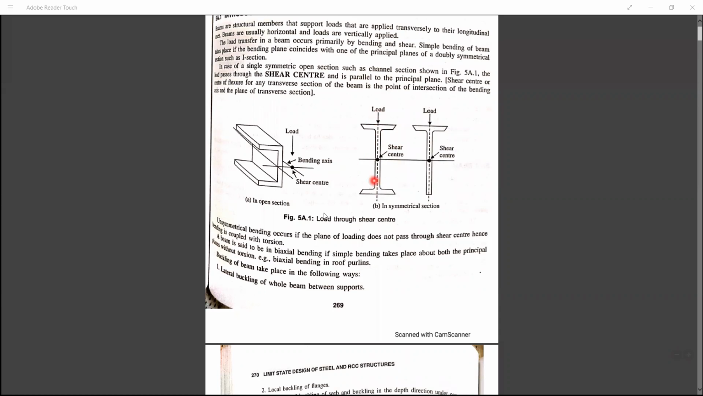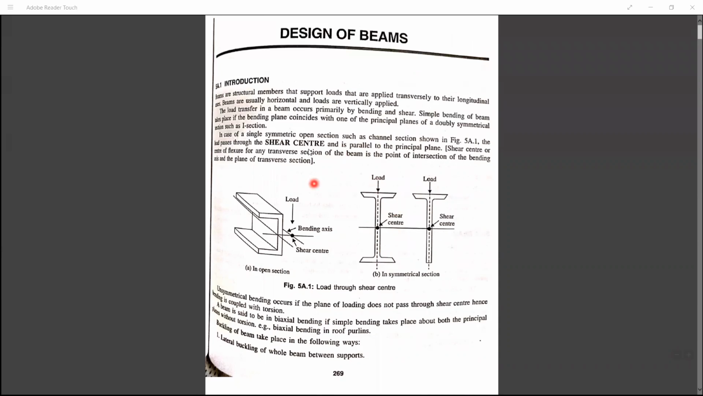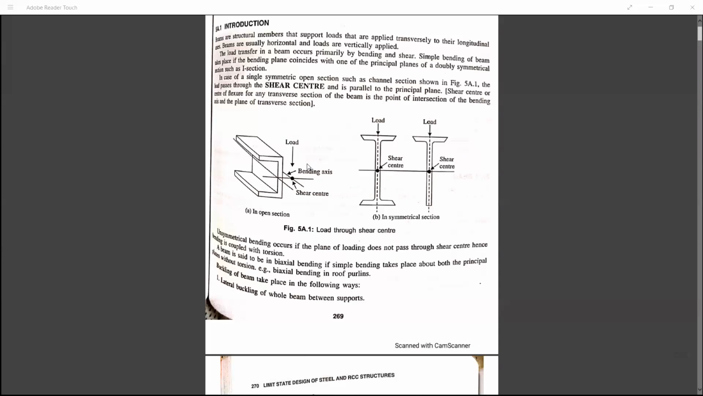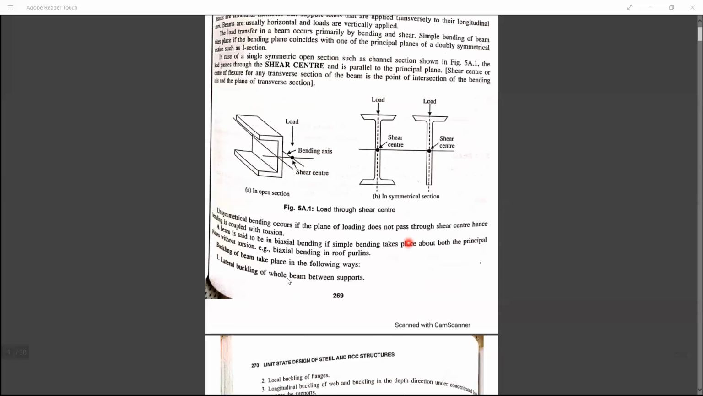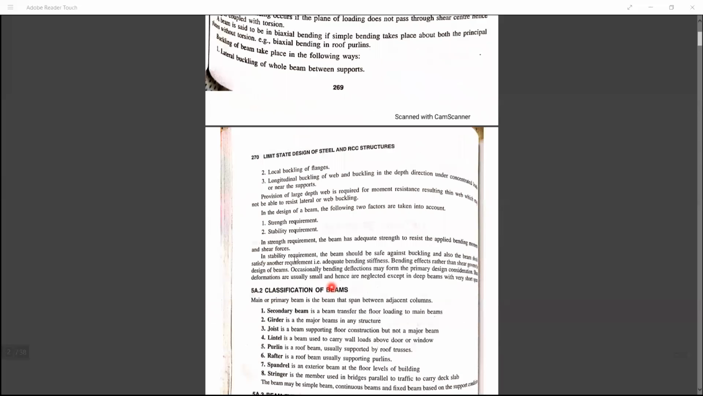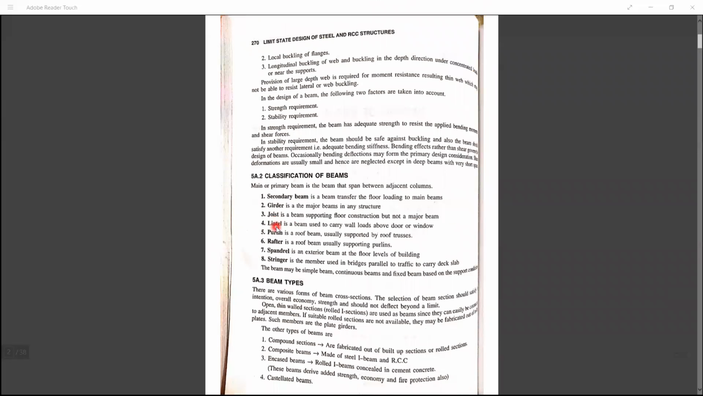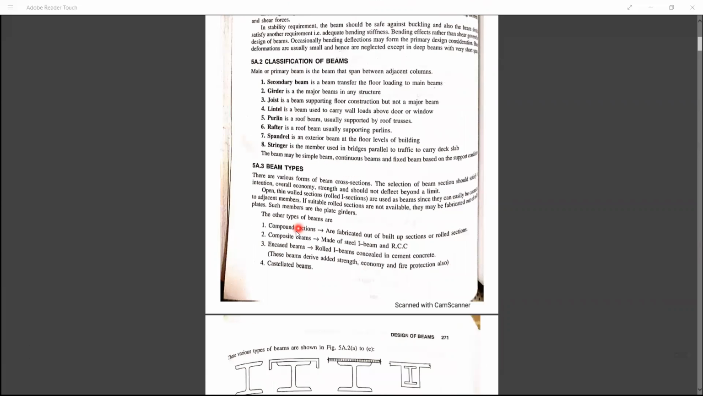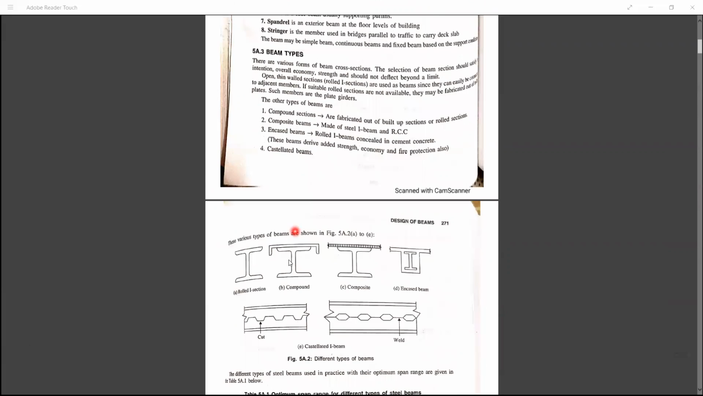In these sections there are various under sections, such as I sections, T sections, and those related to beams. We have different classifications of beams like secondary beams, girders, joists, and lintels. A lintel is a common beam you can see in your homes and residential areas, which carries the door and window openings. There are also different types of beams like compound sections, composite sections, encased beams, cast beams, rolled I sections, and compound beams.